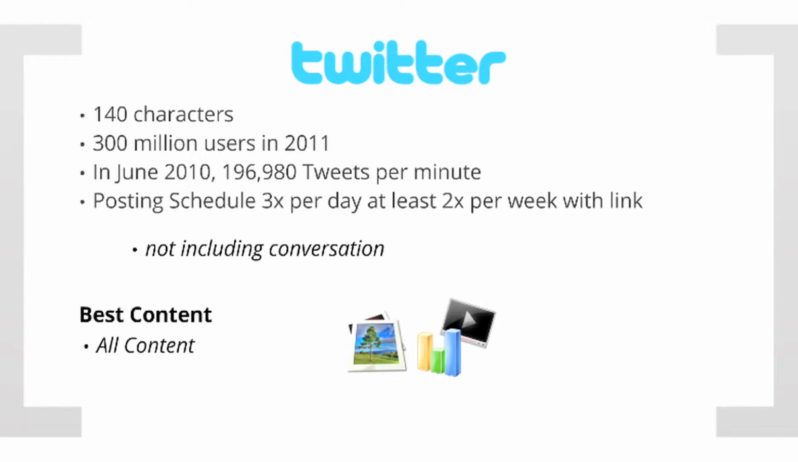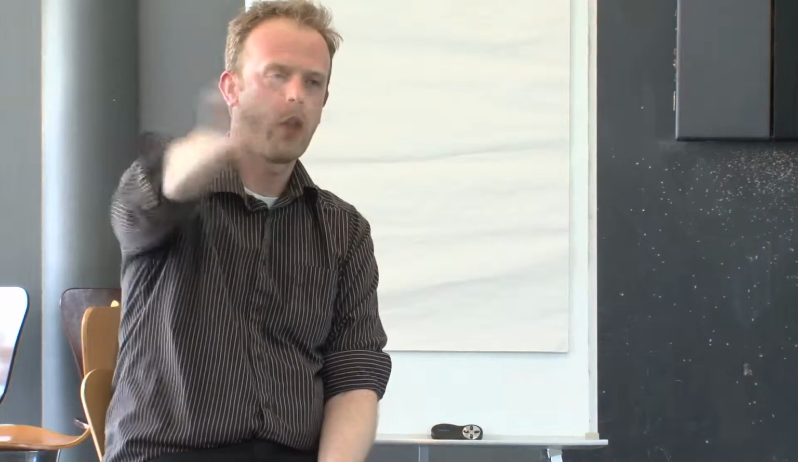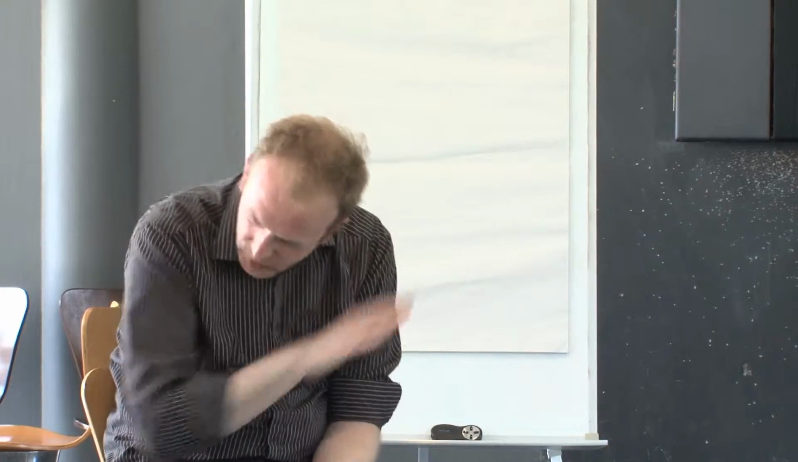Twitter. Basically, Twitter, I'm not a massive fan of, although I like it for certain things. The reason I don't like it is because it moves so fast. It's like you drop something in the ether and it's gone. In June 2010, 196,980 tweets were sent a minute. In one single minute, that's how many tweets went out. If you're going to tweet something once a day on Twitter, chances are nobody is going to see it.